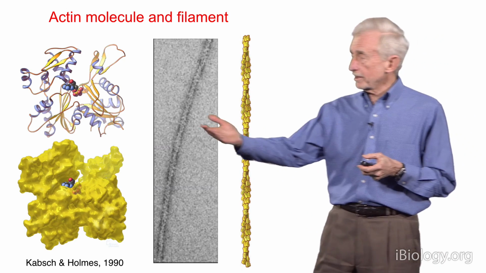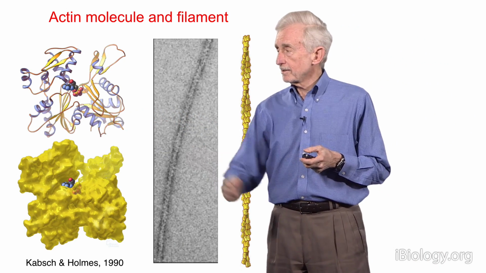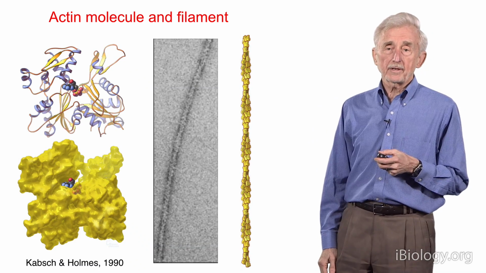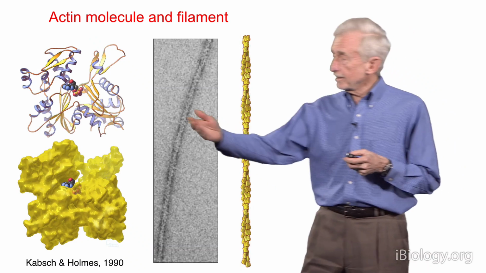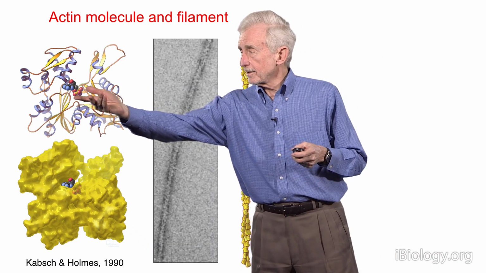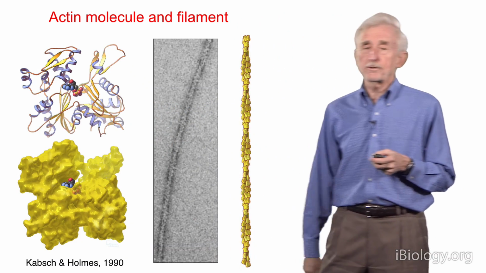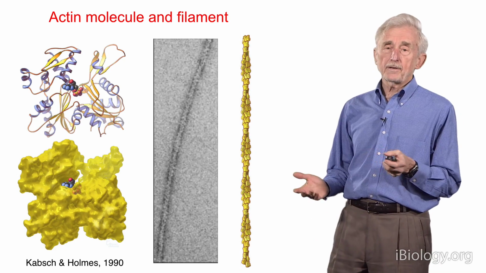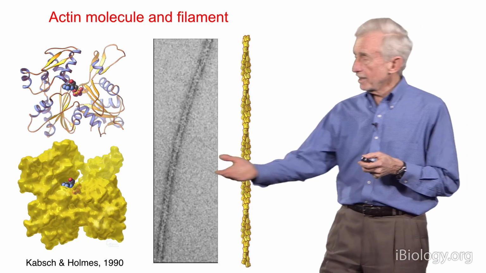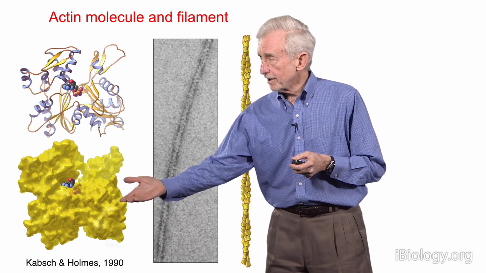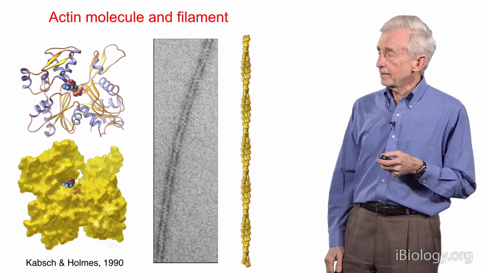Here we can see the structure of the actin molecule. This is a ribbon diagram from the work of Kabsch and Holmes. You can see that in the center of the protein there is a small structure, which is ATP, which is clamped between the two sides of the protein. At the bottom, you can see a space-filling model of the actin.